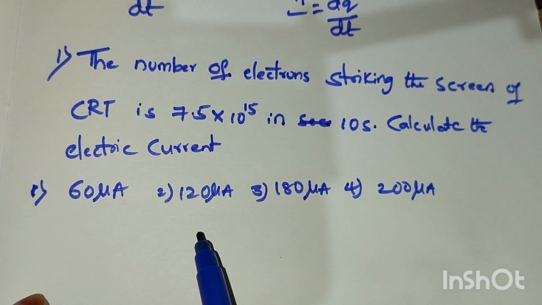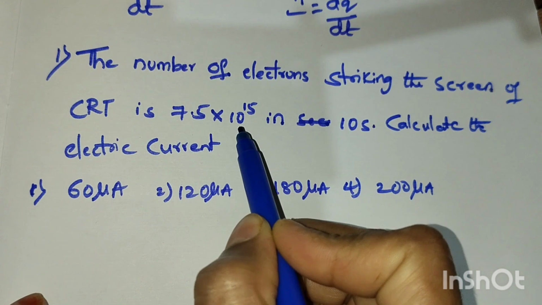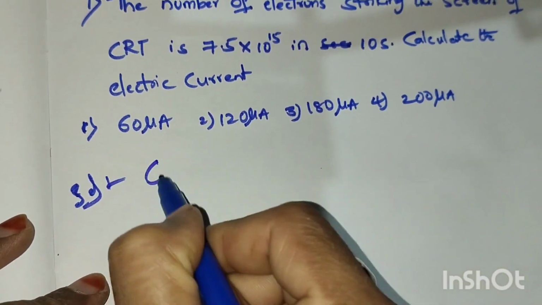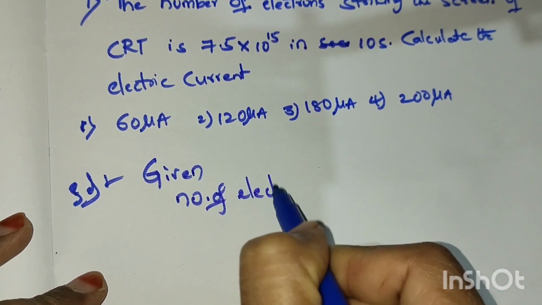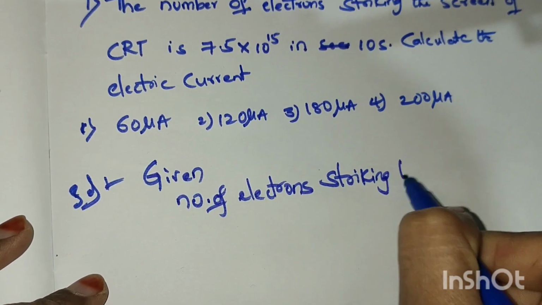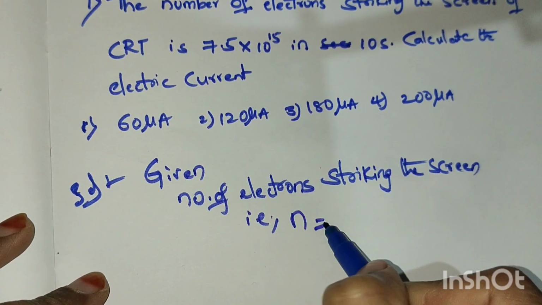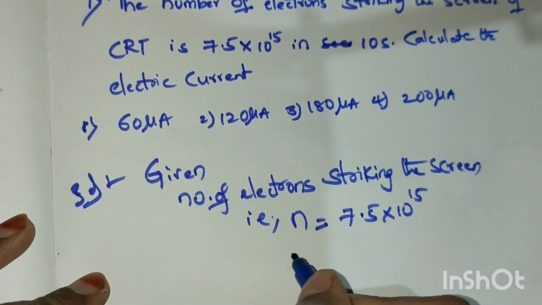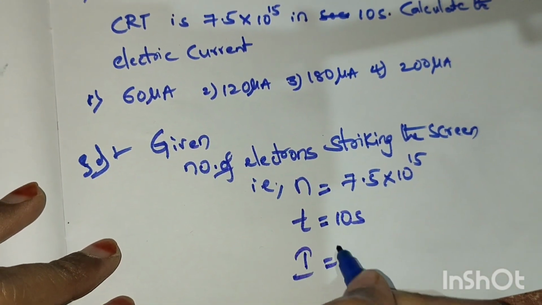What they have given is the number of electrons striking the screen, that is N is equal to 7.5 into 10 power 15, in 10 seconds. So time T is equal to 10 seconds. They ask us to find the current, I is equal to question mark.